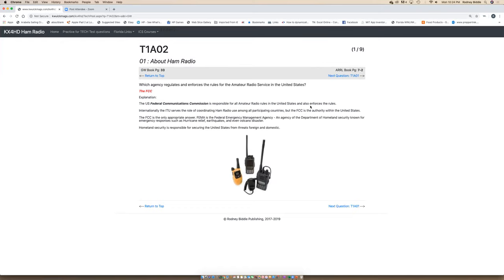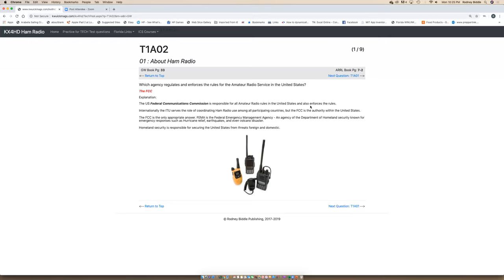And here's our explanation. The U.S. Federal Communications Commission is responsible for all amateur radio rules in the United States and also enforces the rules. Internationally, the ITU serves the role of coordinating ham radio use among all participating countries, but the FCC is the authority within the United States. The FCC is the only appropriate answer.